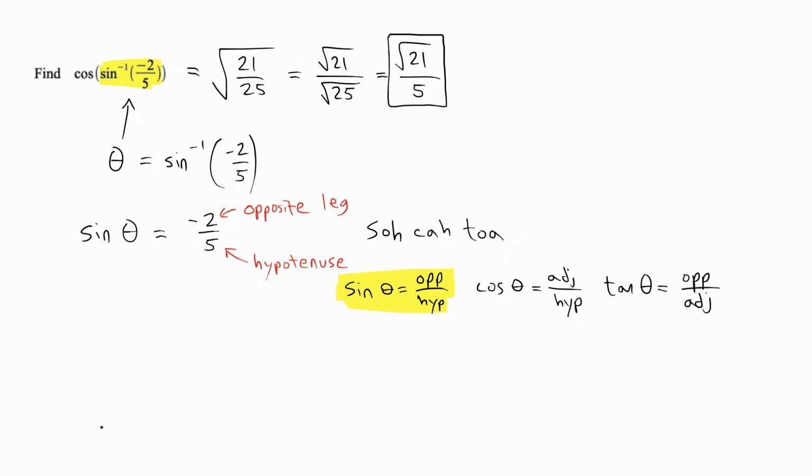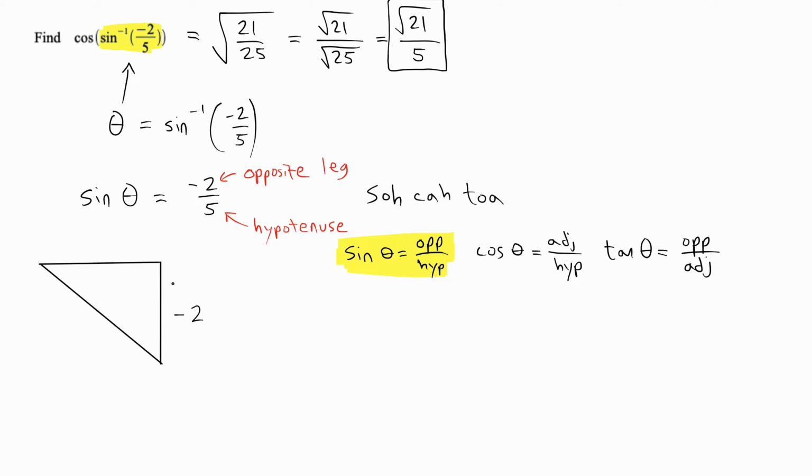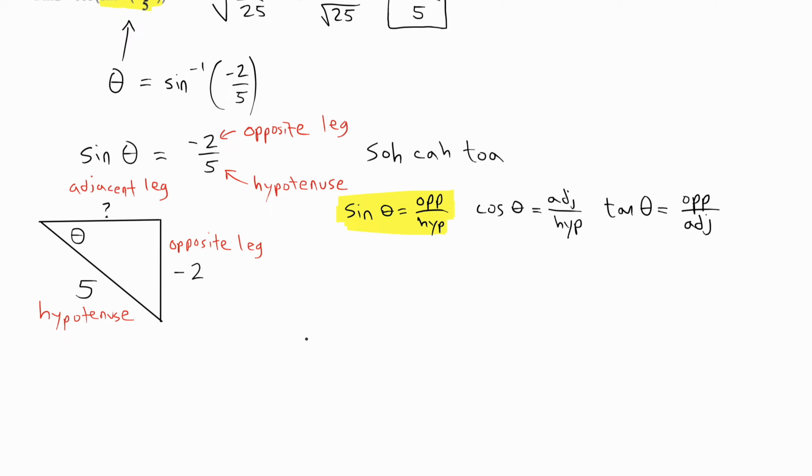So let's draw a triangle that has those dimensions. All right, so let's say that this is the -2. I'll call it the opposite leg. And so that would make this the angle theta. And then the hypotenuse is 5. So with this information, we could actually solve for the missing adjacent leg using the Pythagorean theorem. So let's use the Pythagorean theorem here.